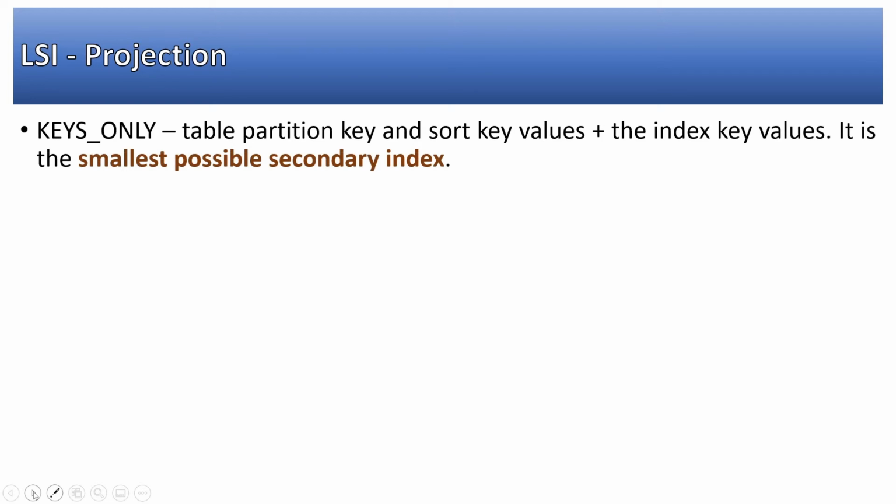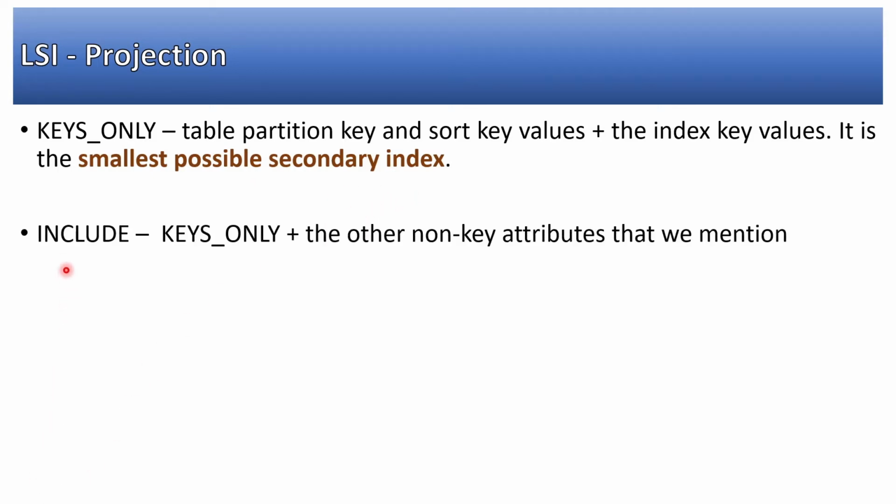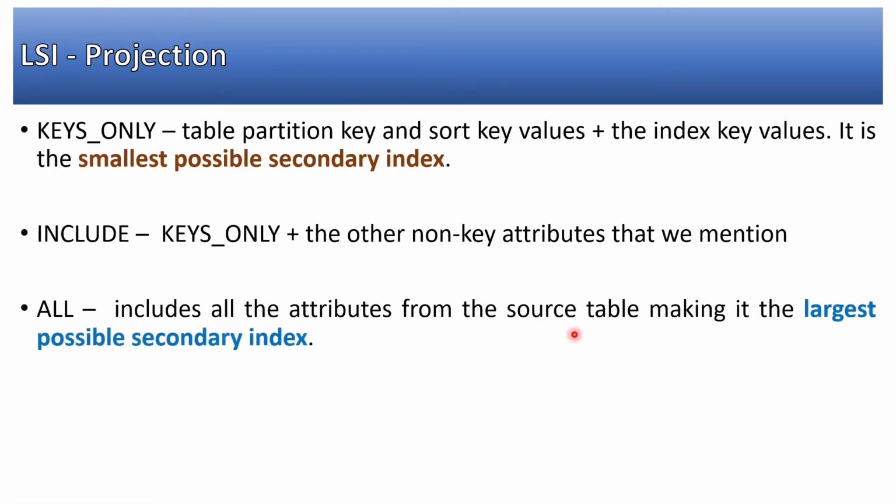Now coming to projection. If you remember from the GSI projection, there were three kinds of projections. Here also we have the same criteria. Keys only, where only the table partition and sort key values, which will always be there in the projection, plus the index key values. It is the smallest possible secondary index. Include, where we define the non-key attributes which we want to be there in the projection. So keys only plus this. And all, it includes all the attributes from the source table, that is base table, and it is the largest possible secondary index. And please note that it will lead to more cost, more storage space, but at the same time it will give you flexibility also.